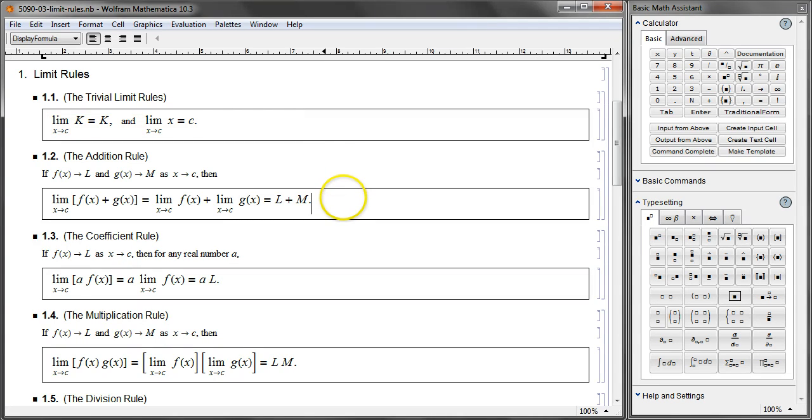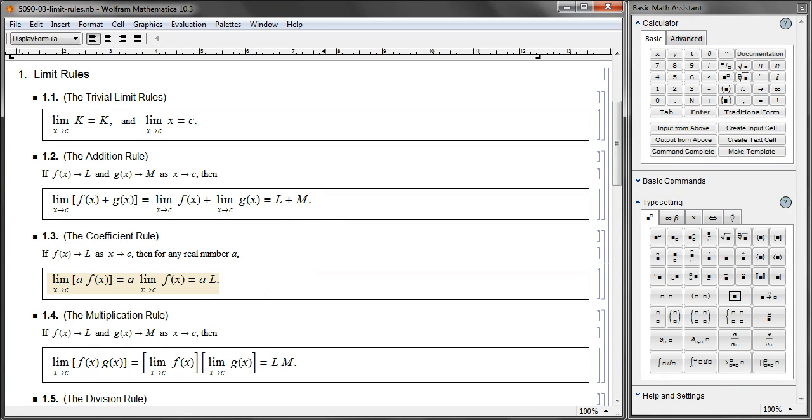Next, the addition rule. The limit of a sum is the sum of the limits, if, and this is a big if, the limits exist. If f of x approaches L and g of x approaches M as x approaches c, then we have all these. But if those limits L and M do not exist, or any of those two does not exist, then everything breaks apart.